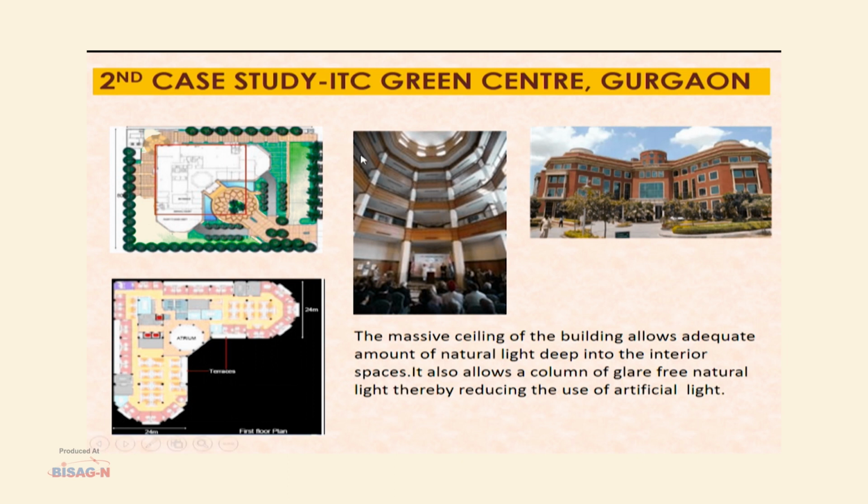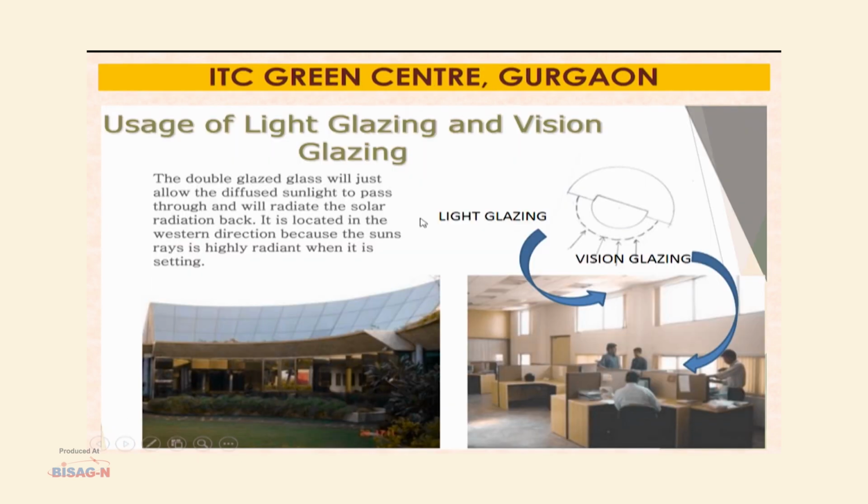Second is the study of ITC Green Center, Gurgaon. ITC's Green Center, Gurgaon, has a massive ceiling in the atrium space which provides glare-free natural light which penetrates deep into the interior spaces, thus avoiding the use of artificial lighting. ITC Gurgaon also has glazing on the western side. The double glaze allows the diffuse sunlight to pass through, at the same time re-radiating the solar radiation back.